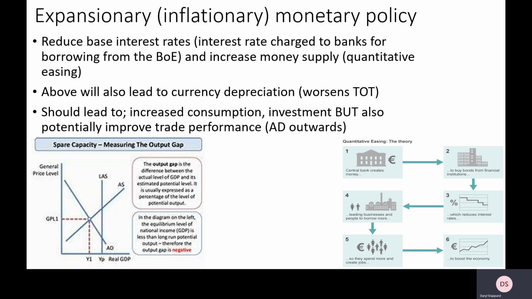Now, this is bad in terms of trade because importing will now become more expensive. But the logic would be that because our currency is now weaker, the foreign currency price of our output overseas will now be cheaper, and that would raise the demand for our exports. So it's even possible that inflationary monetary policy could lead to an improvement in trade performance, which could also lead to aggregate demand shifting outwards.